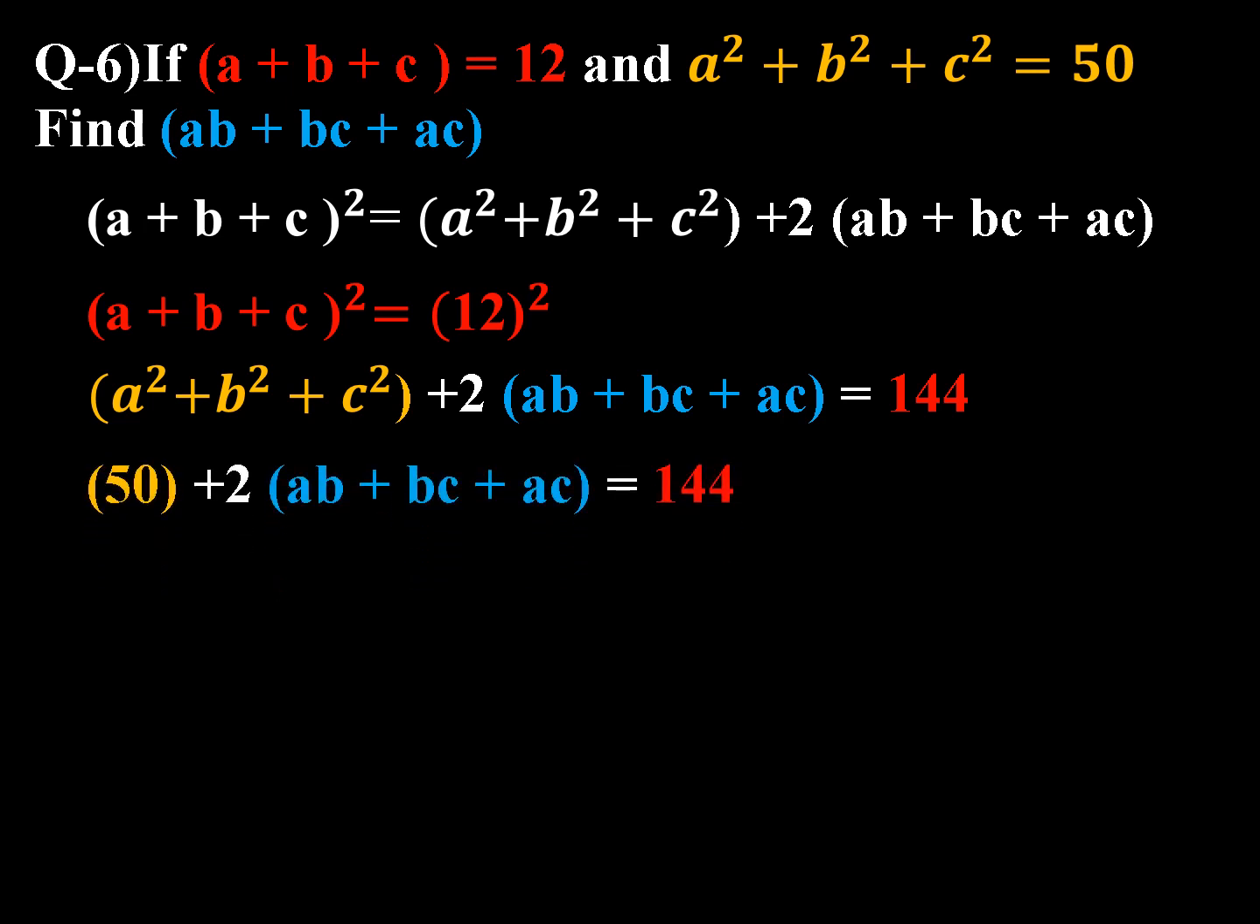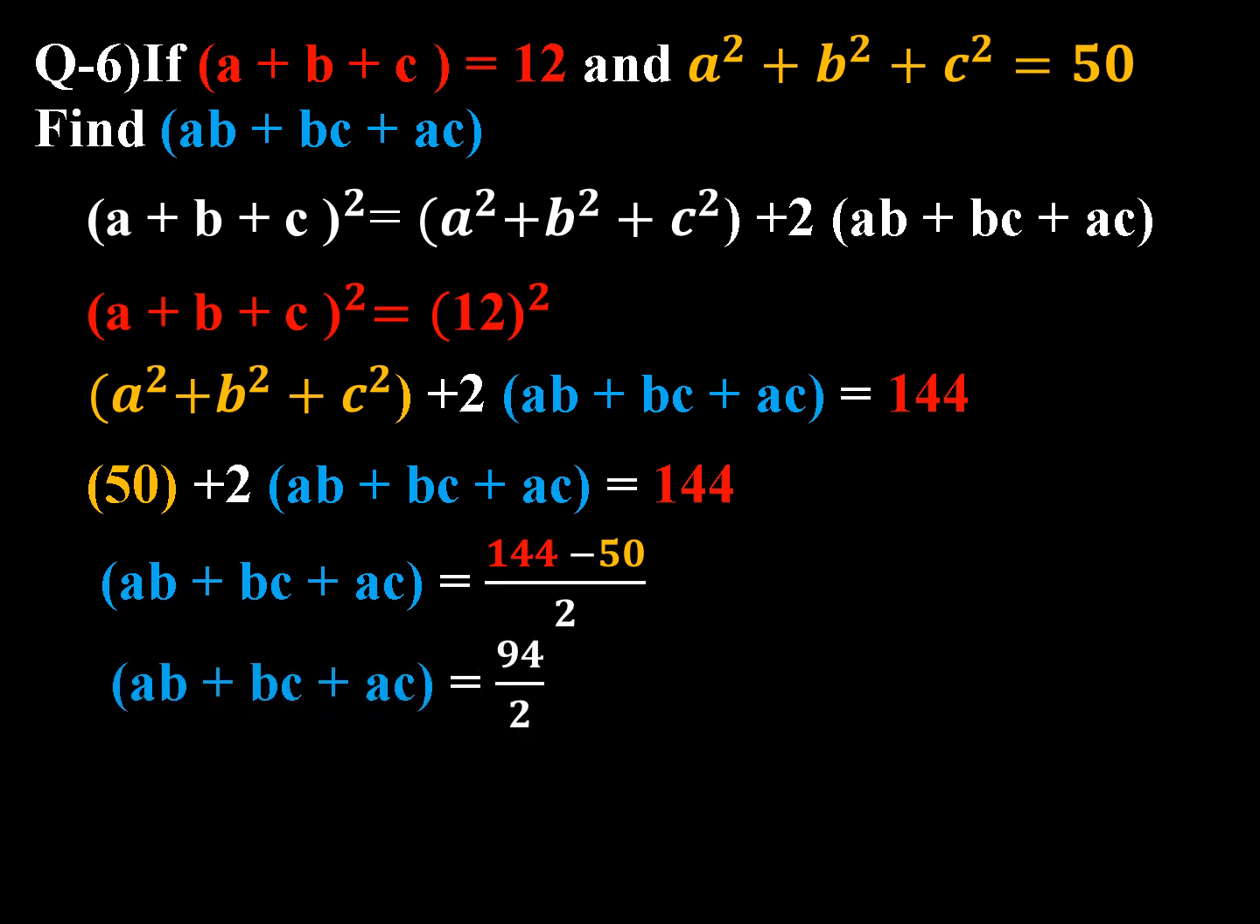Now let us place the value of a square plus b square plus c square as 50. That gives us 50 plus 2 into ab plus bc plus ac equal to 144, which on simplification gives us ab plus bc plus ac is equal to 144 minus 50 by 2. That gives us ab plus bc plus ac is equal to 94 by 2, which is equal to 47.